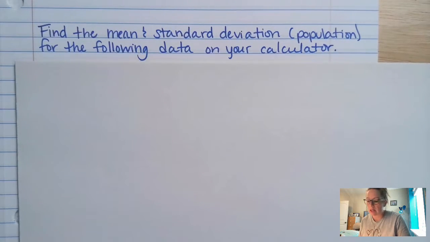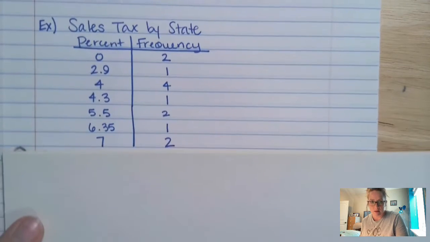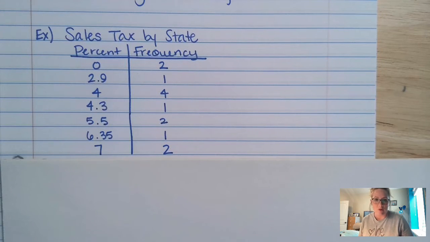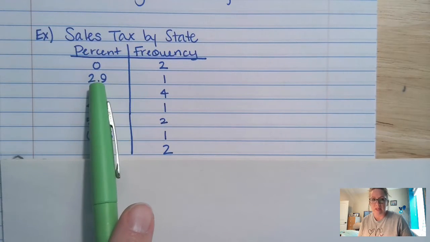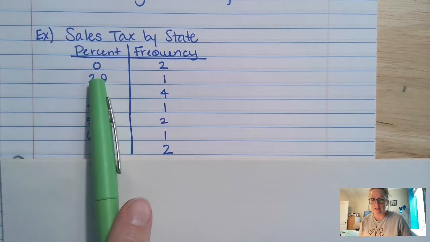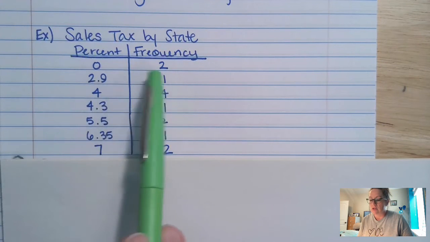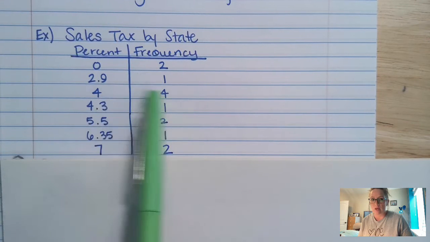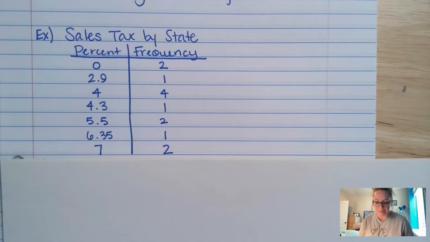Okay, so we're going to learn how to do this on our calculator. So the first question we have, they're going to be presented in lots of different forms. This is a frequency table, one of the forms we've been showing you since Algebra 1 or even Math 7, Math 8. A frequency table just means that this is percent sales tax by state. So 2 states have 0% sales tax, 1 has 2.9, and so on and so forth, okay?